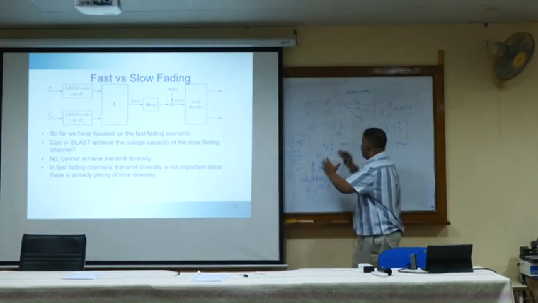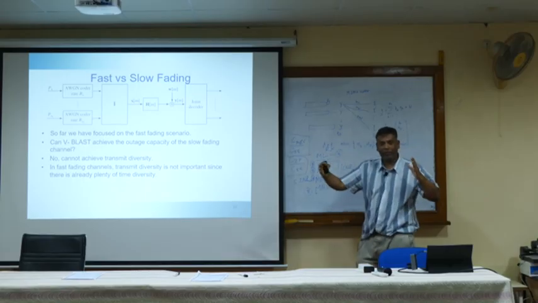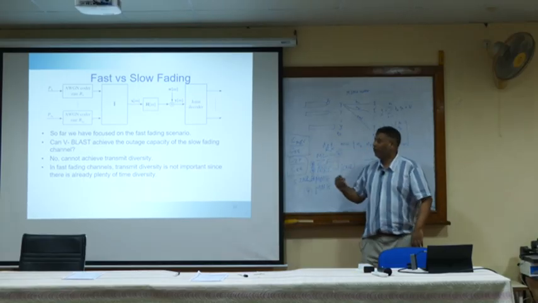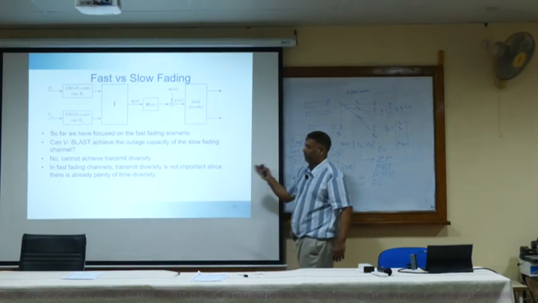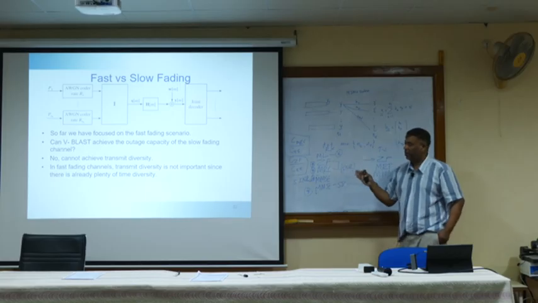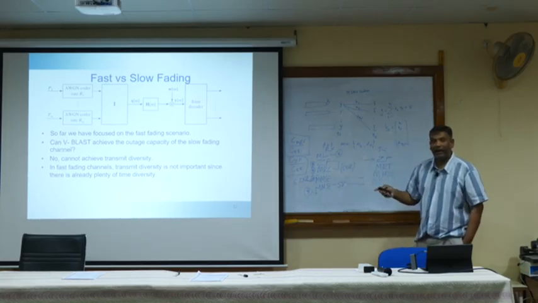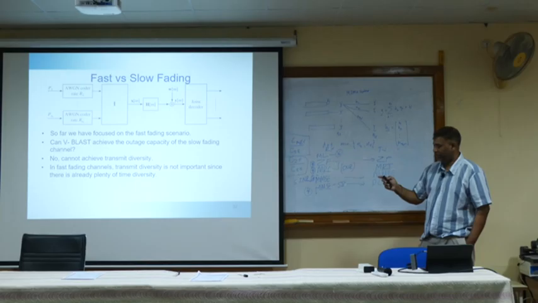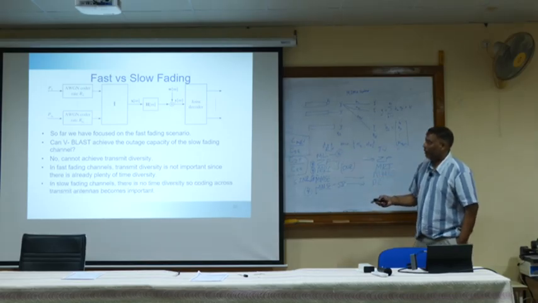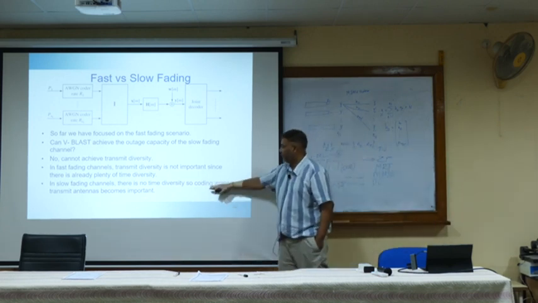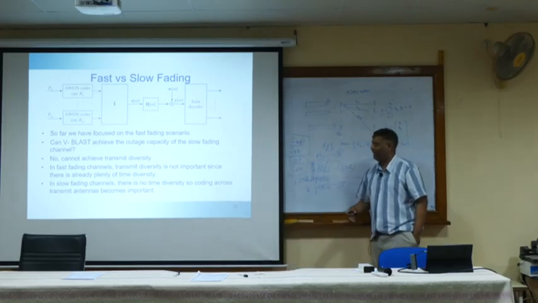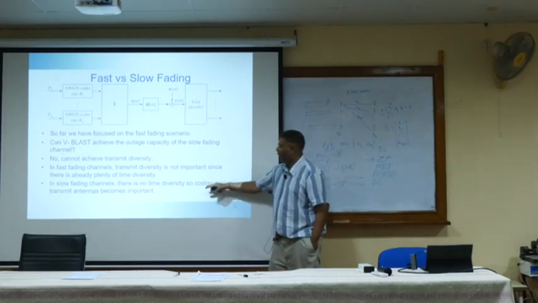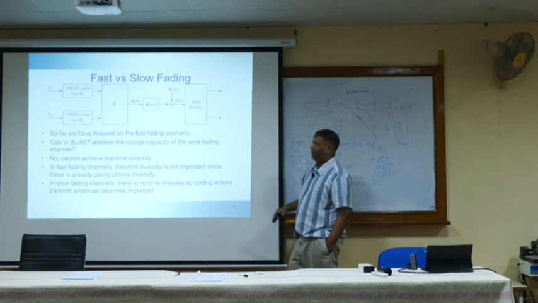But in the slow fading channel, your channels are constant for a long time. The coherence time is large, so you won't get plenty of time diversity. In that case, you need transmit diversity. V-BLAST is not going to give you transmit diversity, so you need a different architecture, called diagonal BLAST. In a slow fading channel, there's no time diversity, so coding across transmit antennas becomes important. So we are going to talk about coding across transmit antennas.